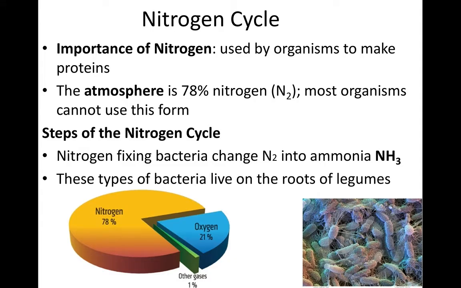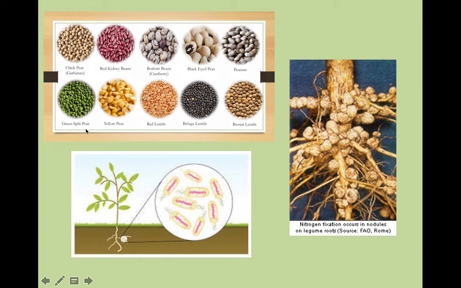These type of bacteria live in the soil, and they live on the roots of these things known as legumes. What are they? They include chickpeas, kidney beans, peas, peanuts, soy. These are all kinds of legumes. And on their roots, you can see here are these nodules, and in them live these colonies of bacteria that are doing this nitrogen fixation.